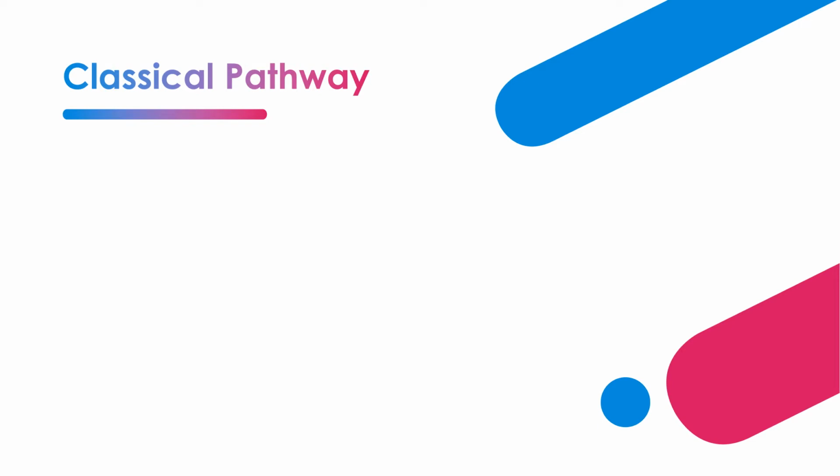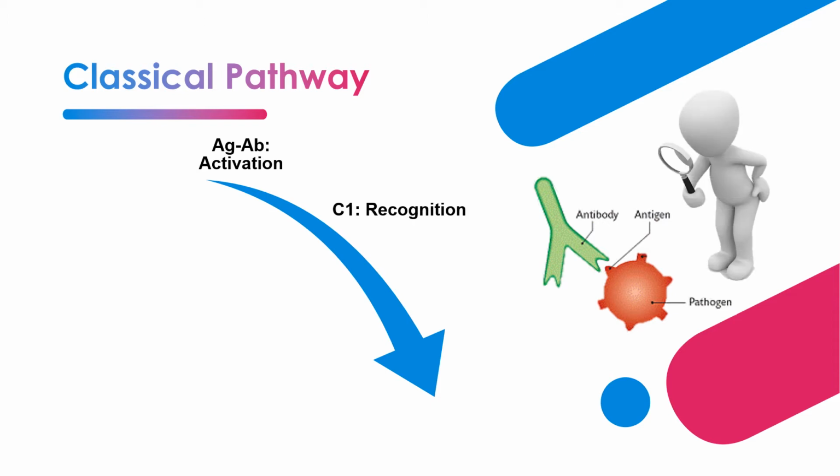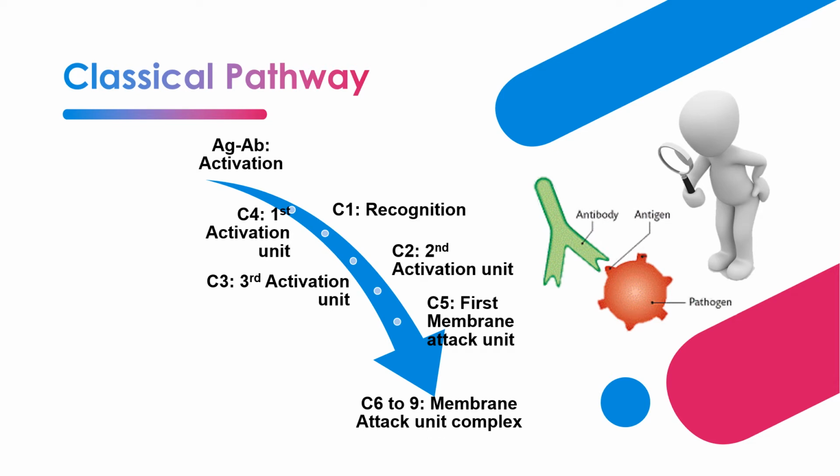This is the cascade that is followed by the classical pathway. It starts with the presence of an antibody which is bound to an antigen. This is the activation of the classical pathway. The first component recognizes this presence of an antigen and an antibody and starts the activation of the different components of C4, C2, C3, and C5. C5 forms the first membrane attack unit, and this further activates the different components from C6 to C9, which makes up the membrane attack complex.